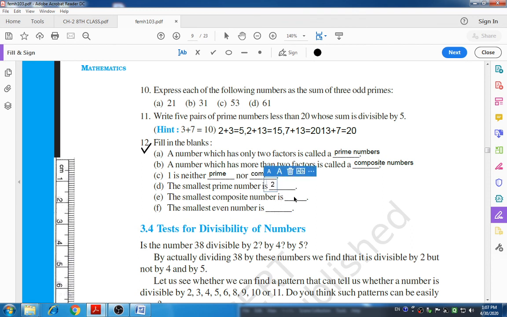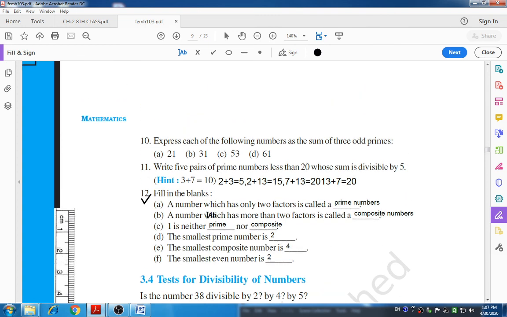The smallest composite number is, okay, look at here, 1 is neither prime nor composite, 2 is a prime number, 3 is also a prime number, and 4 is a composite number. So the smallest composite number is 4. The smallest even number is, absolutely correct, it is 2. Okay, as like this way we can solve this fill in the blanks.